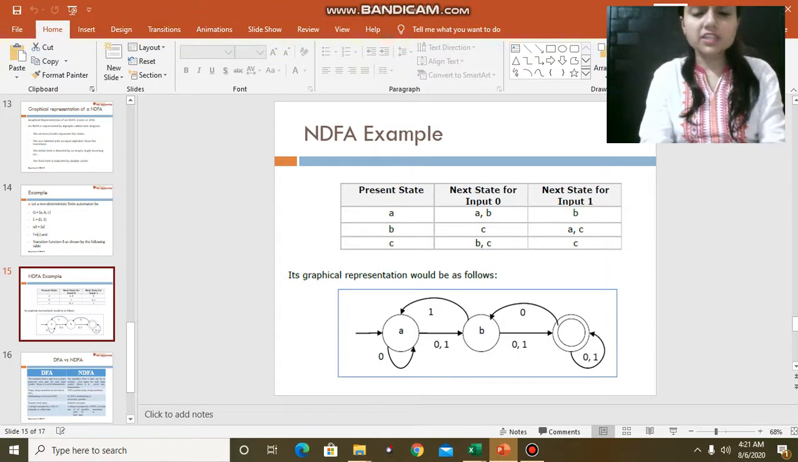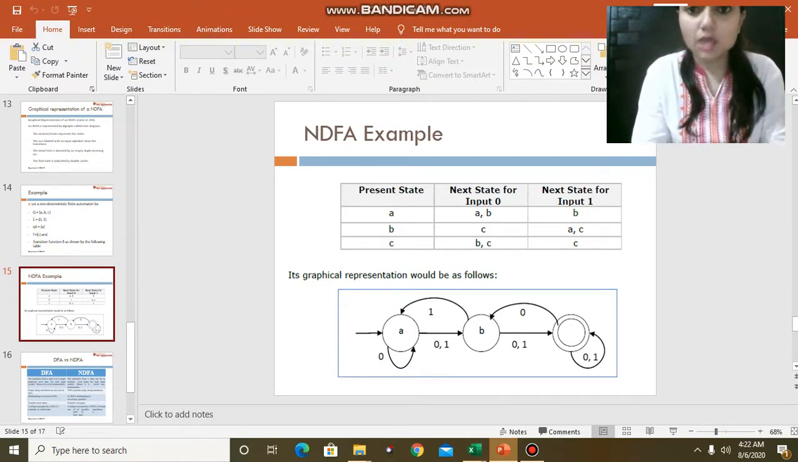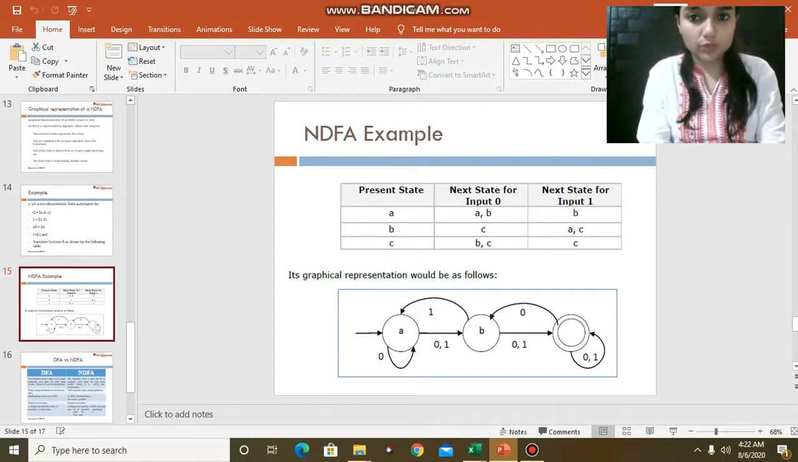As we were discussing the NDFA example, we have seen that there are three states A, B, C, where A is the initial state and C is the final state. In NDFA, on giving some input to a present state, we can reach more than one state. If I see the first row, on giving input 0 to state A, we can reach A and B both, and on giving input 1 to state A, we reach B only.